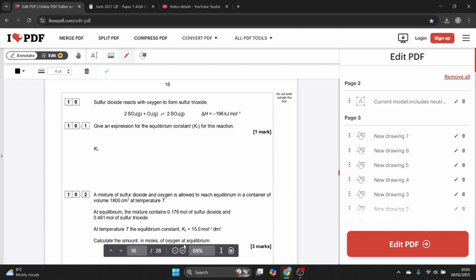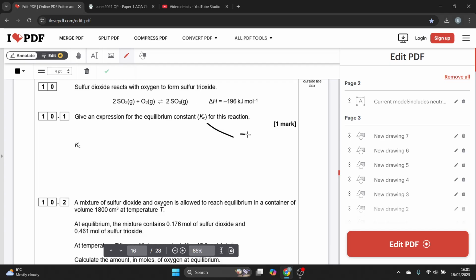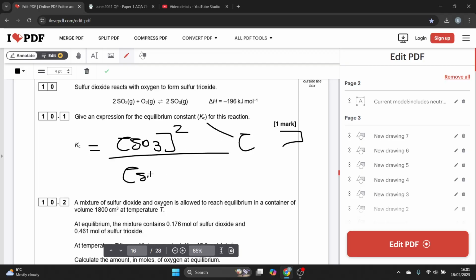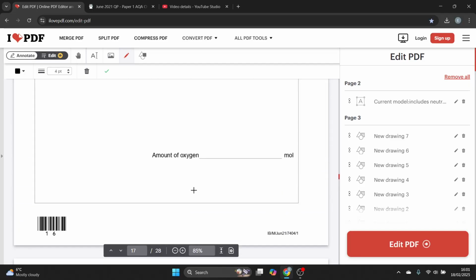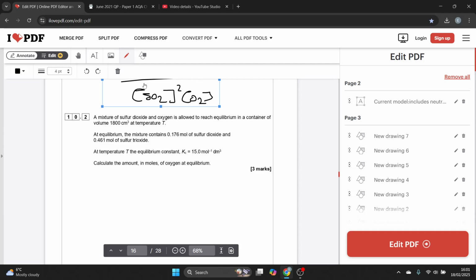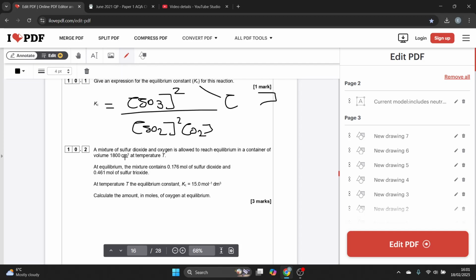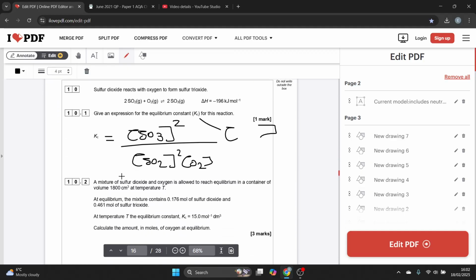Question 10, give the expression for the equilibrium constant Kc. Kc is square brackets of product SO3 squared divided by SO2 squared times O2, your reactants. Calculate the amount of moles of oxygen at equilibrium. The equilibrium mixture contains this much sulfur dioxide, this much sulfur trioxide. I want to find the moles of oxygen at equilibrium.